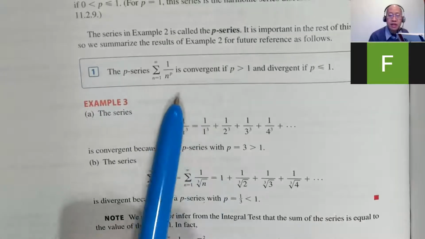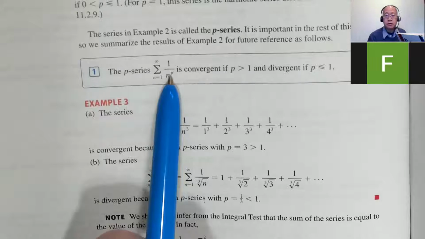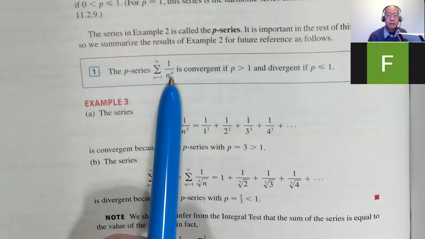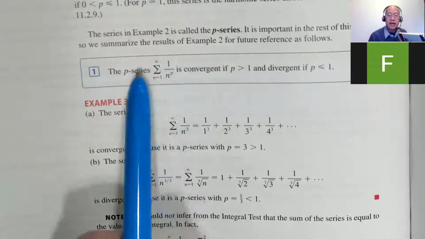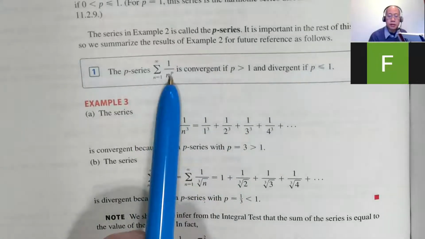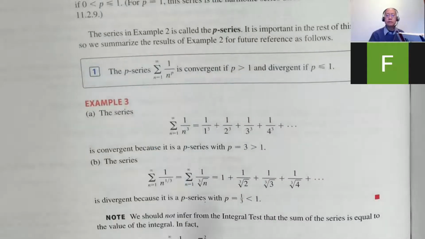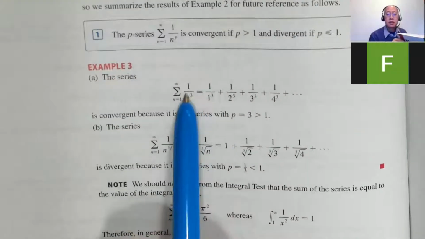Remember, if we have p equals 1, that means you have 1 over n. That is our harmonic series. And by comparison, if I have p less than 1, like p is 0.05 or 0.01, that would still diverge. The cutting edge of convergence or divergence is p equals 1, which diverges. If p is 1.001, the series converges.